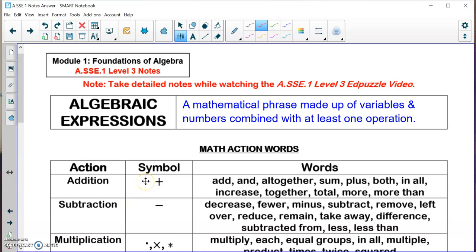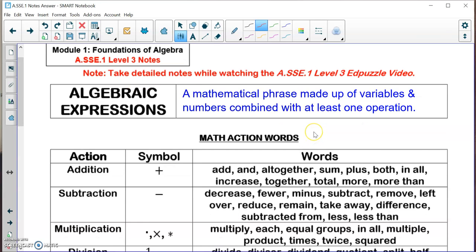Hi everyone, welcome to the A.SSE.1 Level 3 lesson. We are still talking about algebraic expressions. Again, algebraic expressions are a mathematical phrase made up of variables and numbers combined with at least one operation.